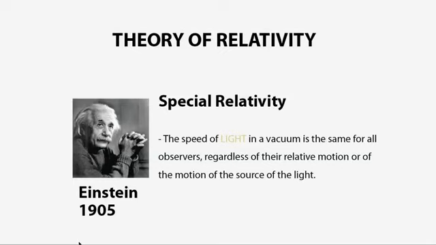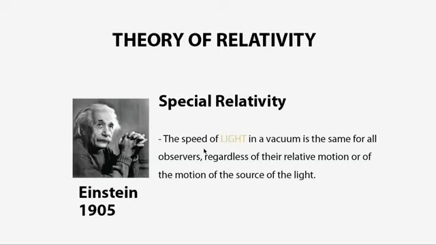In this video, I'm going to explain why, according to the theory of relativity, time slows down the faster you move. So if we examine the theory of relativity developed by Einstein in 1905, specifically the portion on special relativity, he states that the speed of light in a vacuum is the same for all observers, regardless of the relative motion or of the motion of the source of the light.